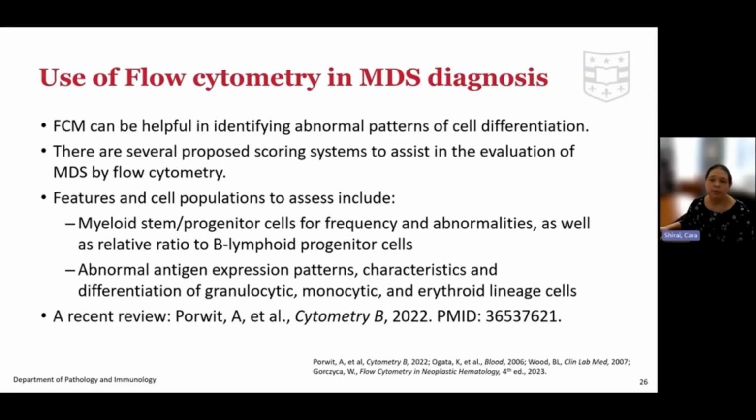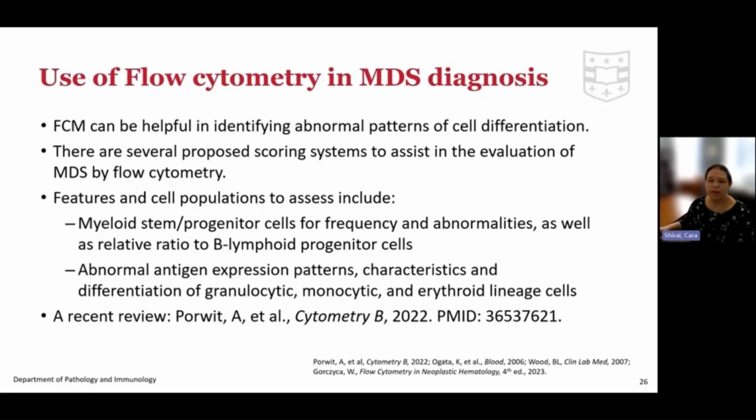There are a number of proposed scoring systems to assist in the evaluation of MDS by flow cytometry. Features and cell populations to assess include myeloid stem and progenitor cell frequency and associated antigenic abnormalities, as well as their relative ratio to B lymphoid progenitor cells. Also assessed are abnormal antigen expression patterns and characteristics of differentiation of maturing myeloid lineage cells, granulocytic, monocytic, and erythroid.